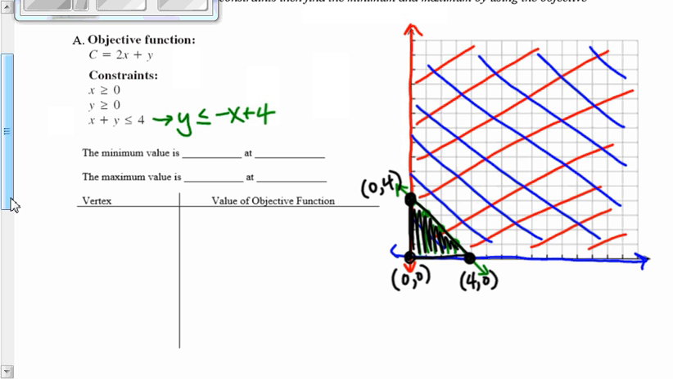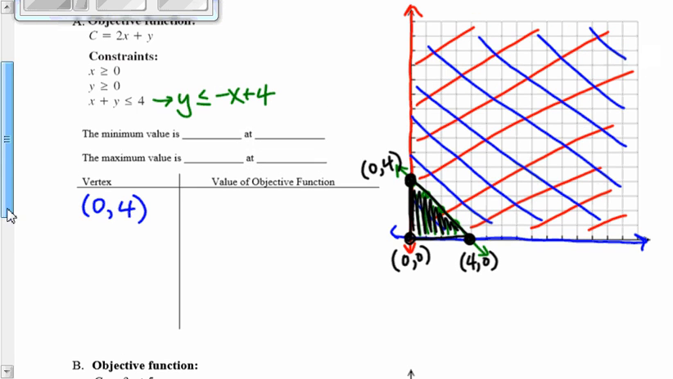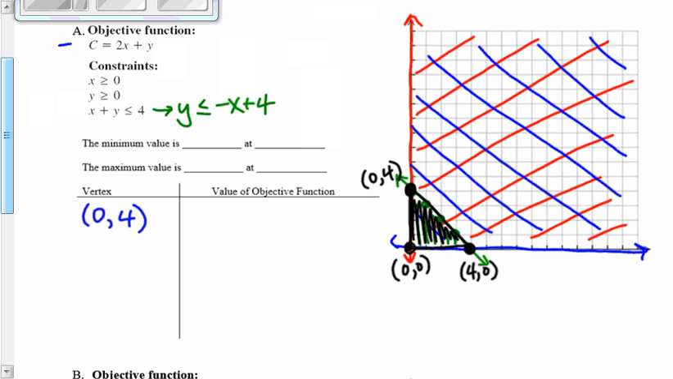So when we go to test our vertices, now basically we're picking up where we did on target 12. So pick one of your vertices, it doesn't matter which one. So I pick (0, 4) first, and then test it in that objective function. So C equals 2 times 0 plus 4, that's 0 plus 4, which is 4.